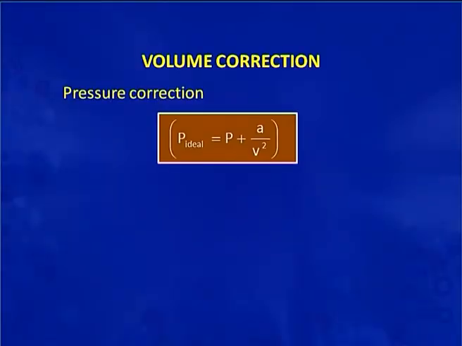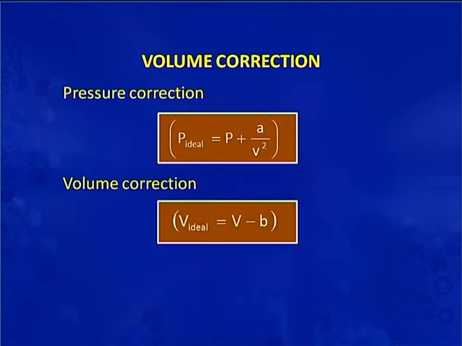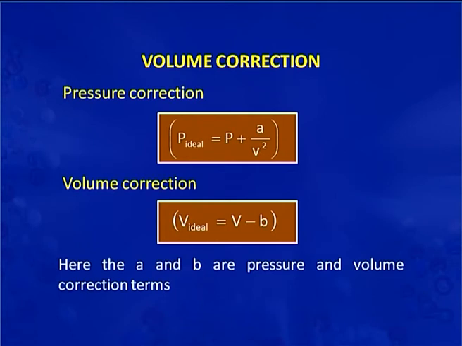Now, there are two corrections. First is the pressure correction. So, now the equation is P ideal is equal to P plus a by V square. This is for 1 mole of gas. And the second correction is the volume correction, that is V ideal is equal to V minus b, n is equal to 1 here. Here a and b are the pressure and volume correction terms.